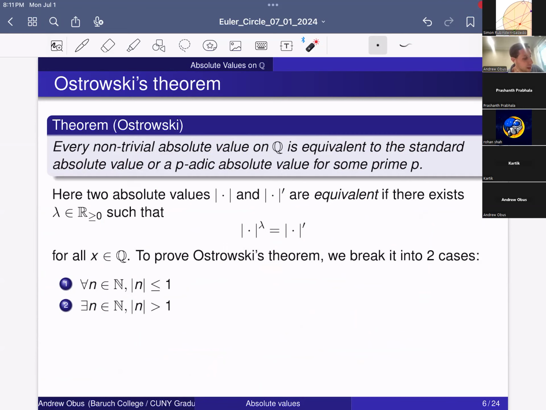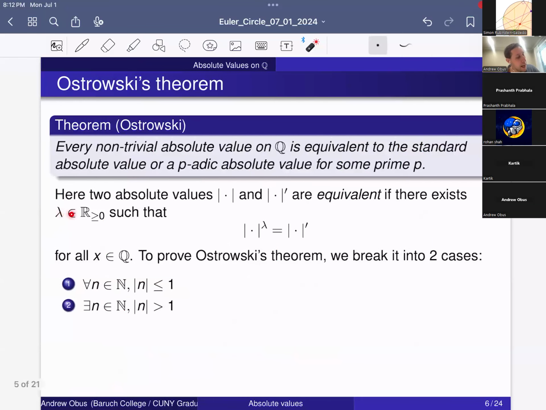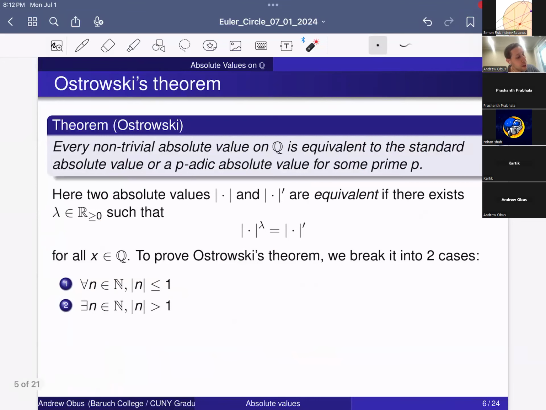Ostrowski's theorem says that every non-trivial absolute value on Q is equivalent to either the standard absolute value or a p-adic absolute value for some prime p. And what do I mean by equivalent? Well, I'll use the definition that if I have two different absolute values, one which I'll mark with standard absolute value signs, and the other which I'll mark with absolute value signs prime, they're equivalent if there's some positive real number so that you get one of them by raising the other one to that exponent. For instance, the standard absolute value is equivalent to the standard absolute value raised to the 1/2.